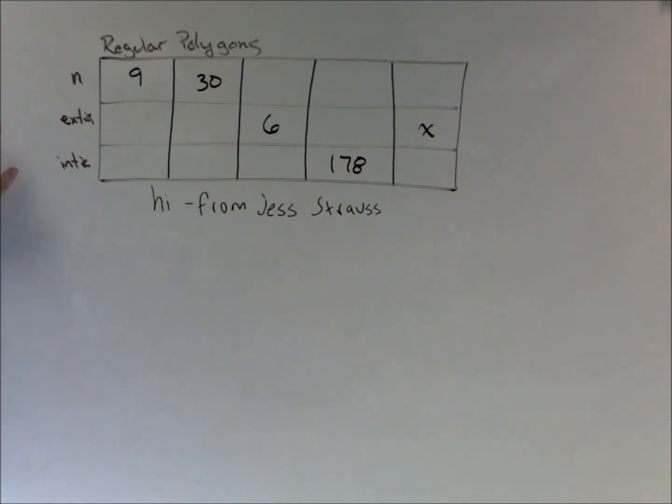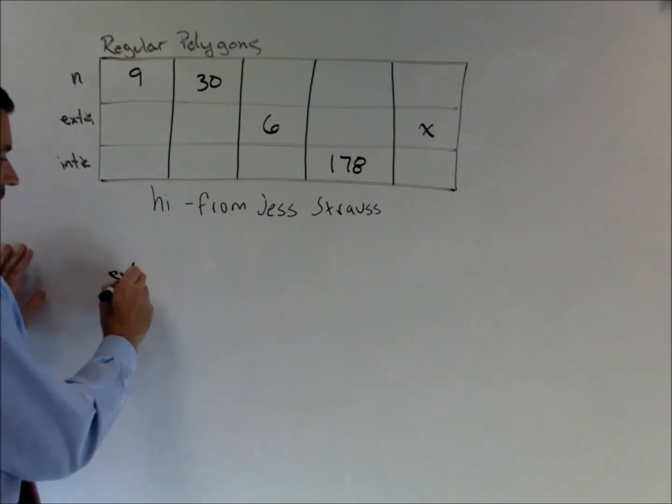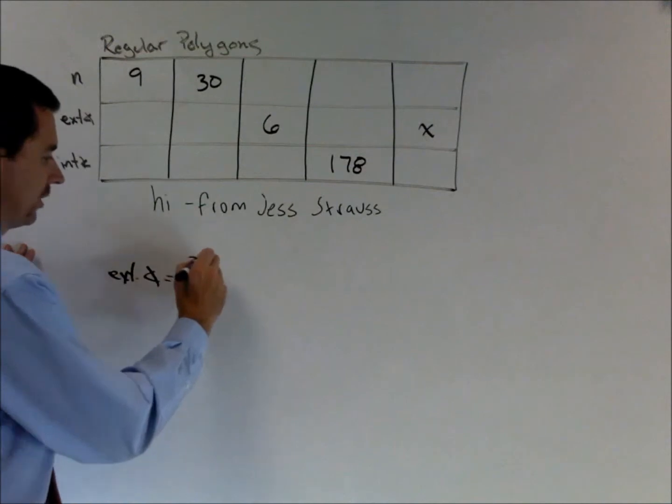Who knows? But anyway, if we look at this problem, we're either given a number of sides, given an exterior angle, or given an interior angle. And we looked at some formulas. We said, all right, if I know the number of sides, then an exterior angle is equal to 360 divided by n.